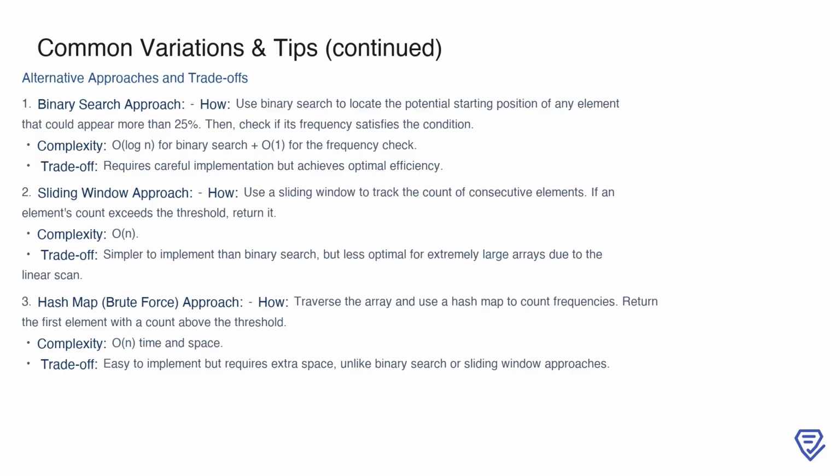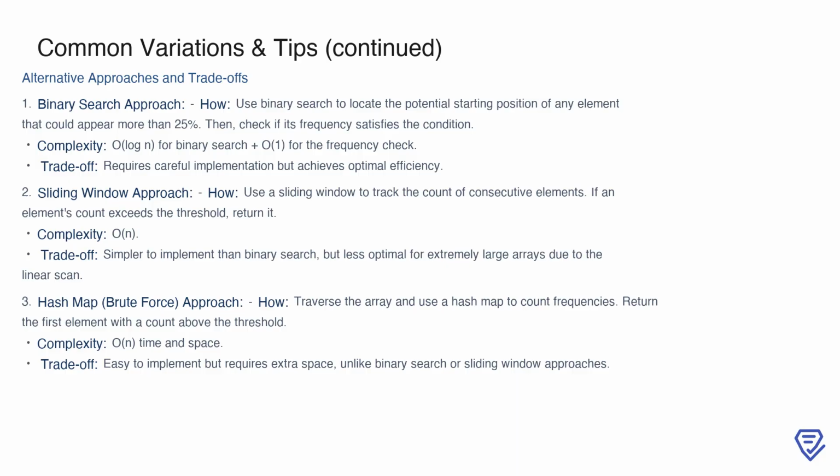Another option is the sliding window approach, which tracks the count of consecutive elements as you traverse the array. If an element's count exceeds the threshold, it can be returned as the result. This method is simpler to implement than binary search, with a linear time complexity of O(n), but it may not be as optimal for extremely large arrays.